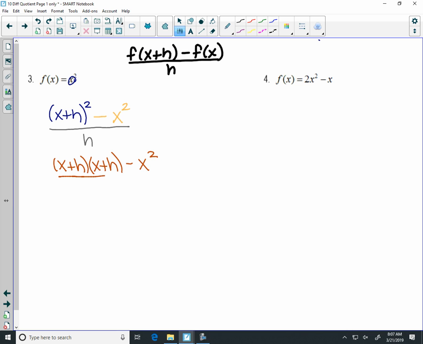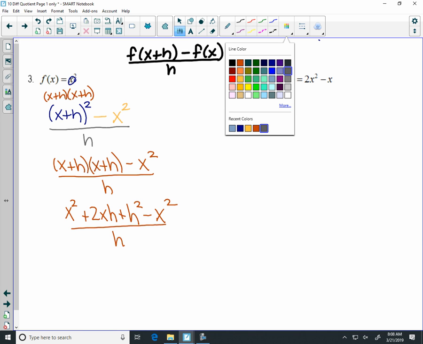Your next step should look like that. Or if you do this as scrap work, that's fine as well. But just make sure you're squaring that binomial the right way. So x times x is x squared. I'm going to have 2xh's. I'm going to have h squared. And then I'm going to subtract that x squared. That was our minus f of x. And now let's see what we can cancel.